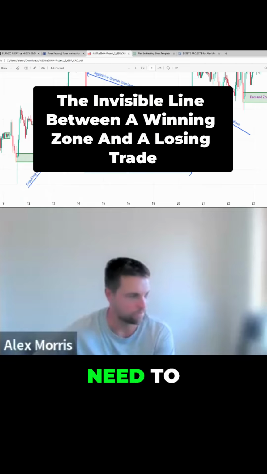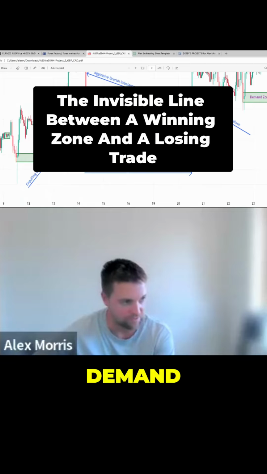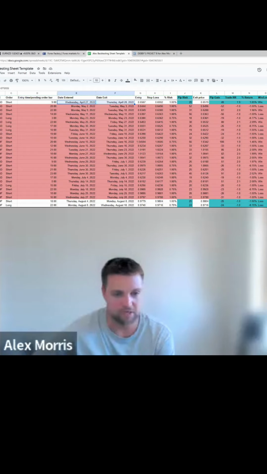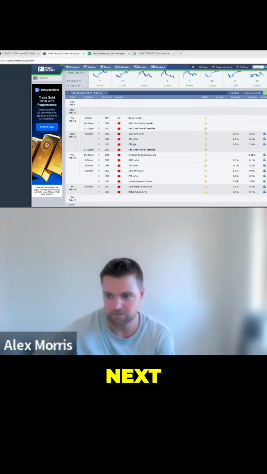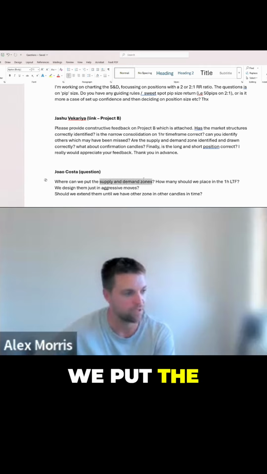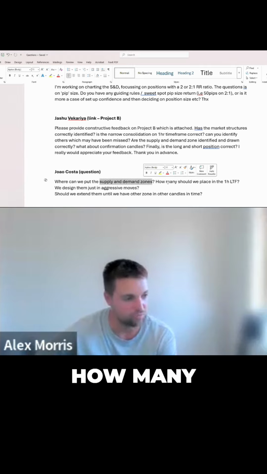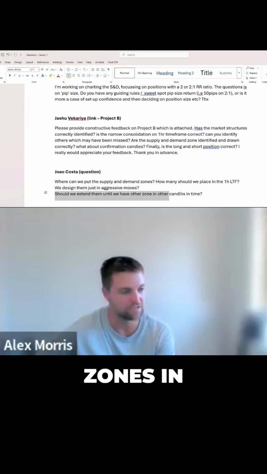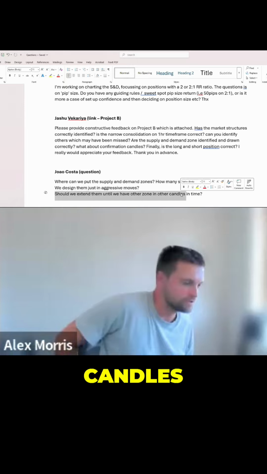You then need to refine some of your demand zones and look for those more favorable opportunities. Okay, so the next question. Where can we put the supply and demand zones? How many should we place in the 1 hour time frame? We design them just in aggressive moves. Should we extend them until we have other zones in other candles?